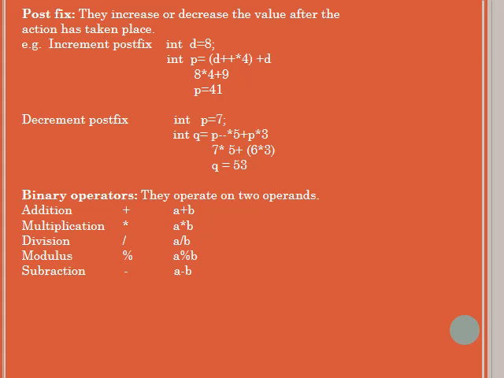Further we go ahead with binary operators. They operate on two operands. That means when we are working with binary operators, they need two operands. Addition: a plus b. Multiplication: a into b. Division: a divide b. Modulus: a modulus b. Subtraction: a minus b.